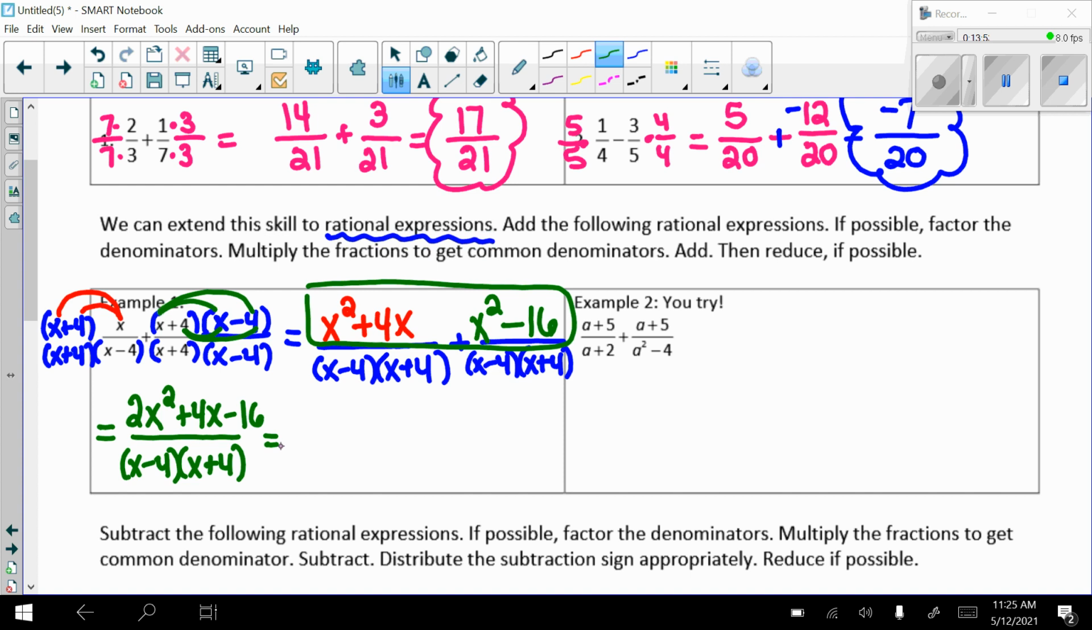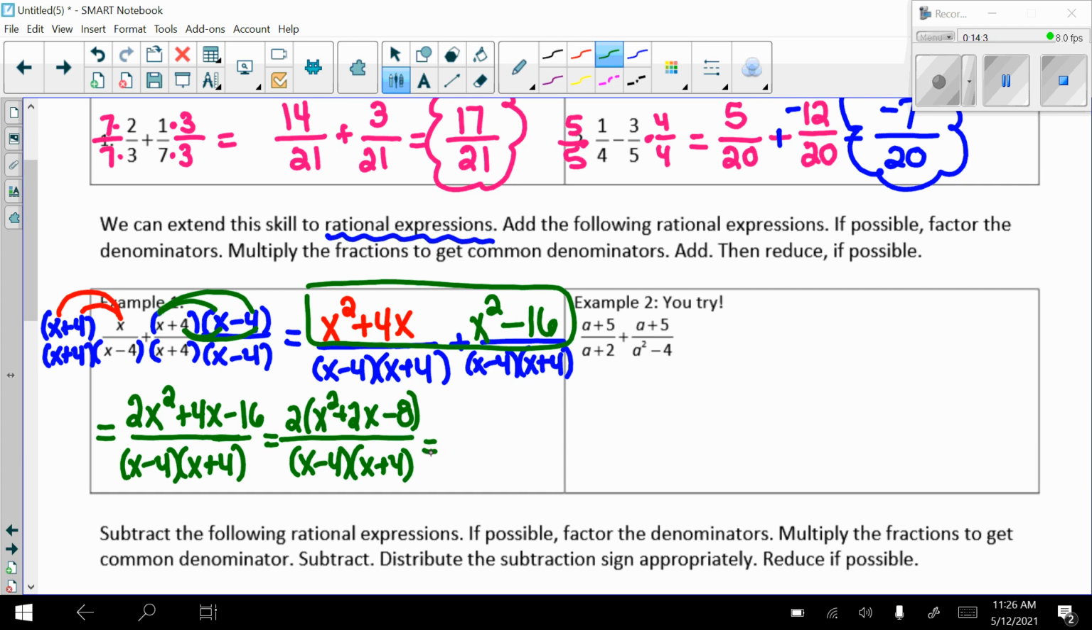Now, just like we talked about earlier, we want to see if we can factor. Factoring's not going away. The denominator's already factored, so that's good news. 2, 4, and negative 16 are all divisible by 2. So we will factor out the 2, which leaves us with x squared plus 2x minus 8, all divided by x minus 4, x plus 4. That didn't change. My computer's hesitating as I write.